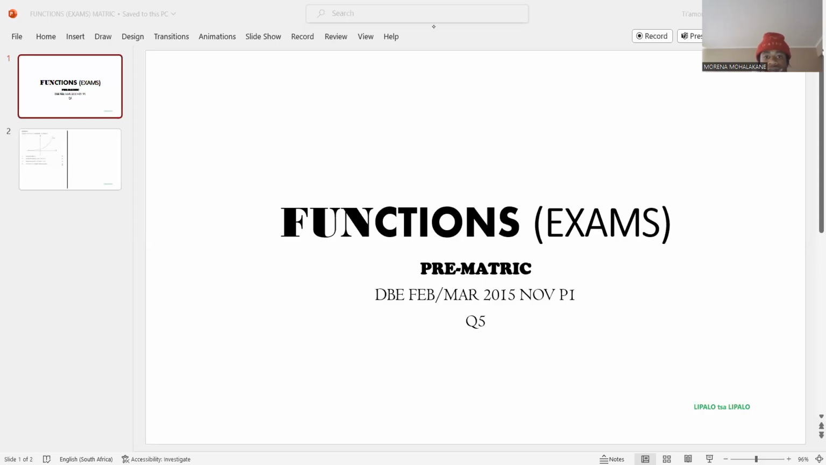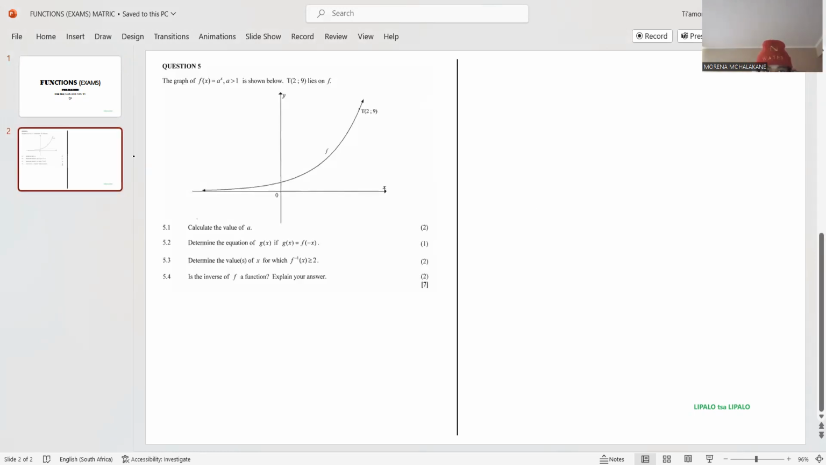Okay, so we'll look at the supplementary exam by 2015. So this is question 5. You are given an exponential function, right? And you're also given a point.